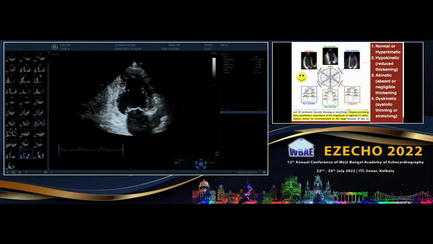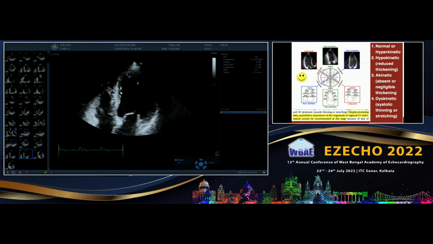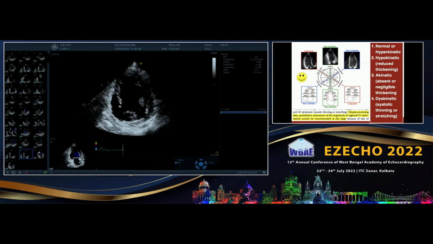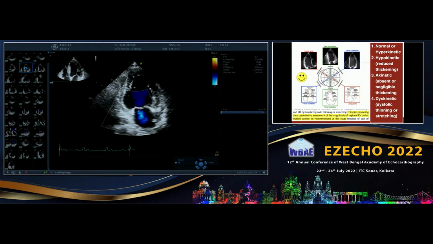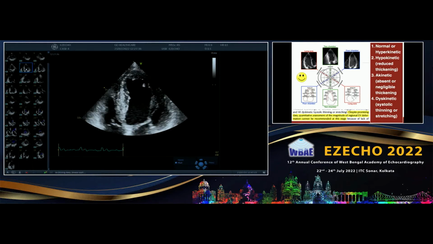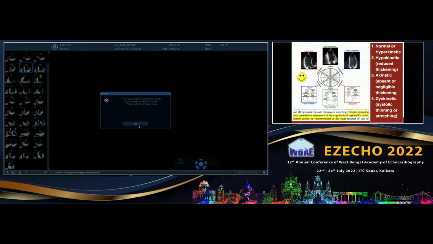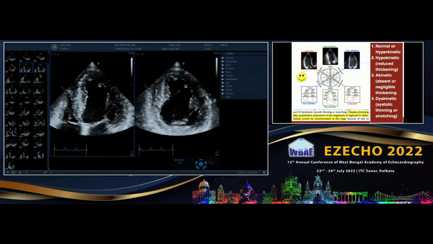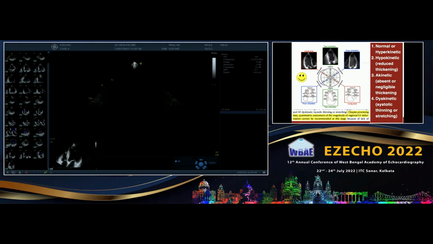Yeah. How much is the LV function? LV function in this patient? So while measuring this, they will measure it. You measure it. Any questions till now?